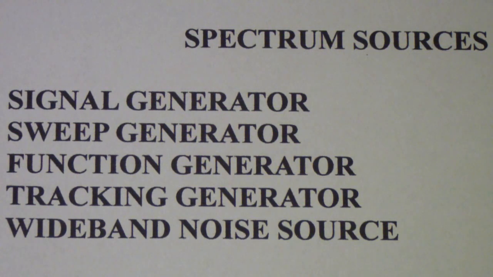Third way is to use a function generator. Now, we'll come back to this one. The traditional method is to use a tracking generator. That is, a generator that is built into the spectrum analyzer, or is at least synchronized with the spectrum analyzer. For this to work, you have to have a way to synchronize the generator frequency with the spectrum analyzer frequency.